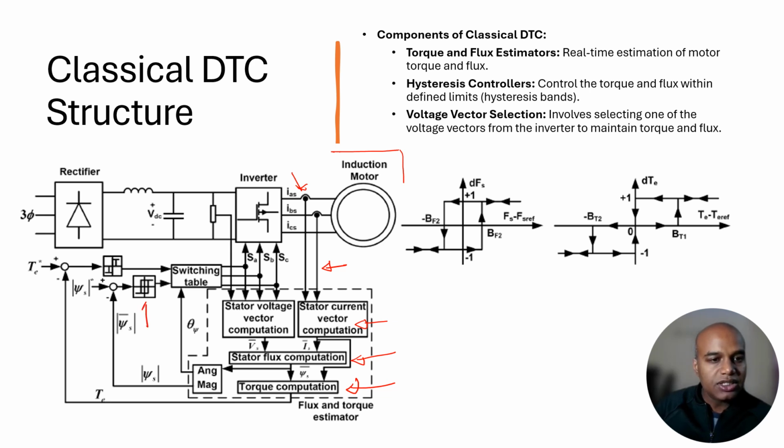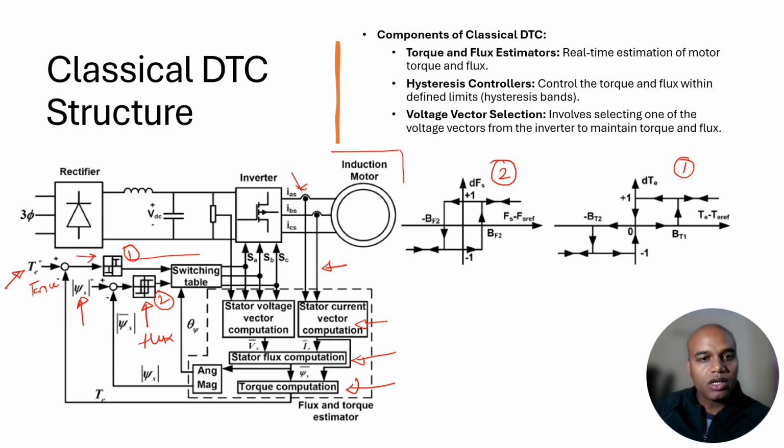So this is the hysteresis controller for flux, and this is the hysteresis controller for my torque, which are shown separately over here. If this is the first, the hysteresis control for my torque, then the second is my flux hysteresis controller. We have also given the reference value of the torque and the reference value of the flux, which we want to have to control my motor torque and flux.